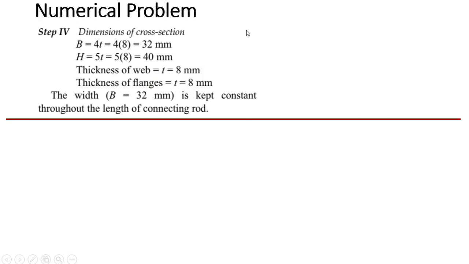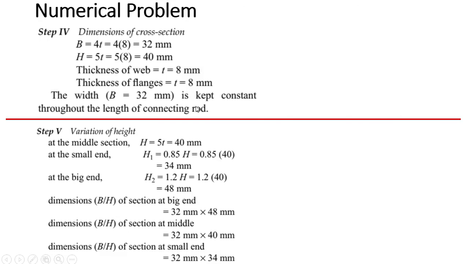The thickness of the web, meaning the length along this y-axis, is 8 mm. The thickness of the flange is again 8 mm. Now the width B is constant. I said earlier that width will be constant, but height can vary. So for the height at the middle section, H will be equal to 40 mm, whereas at the smaller end H1 will be equal to 34 mm, that is 0.85H, and at the bigger end H2 will be 1.2H.